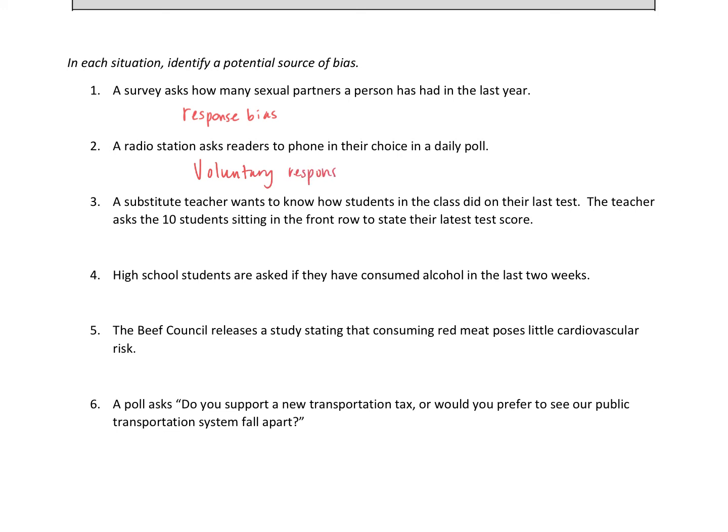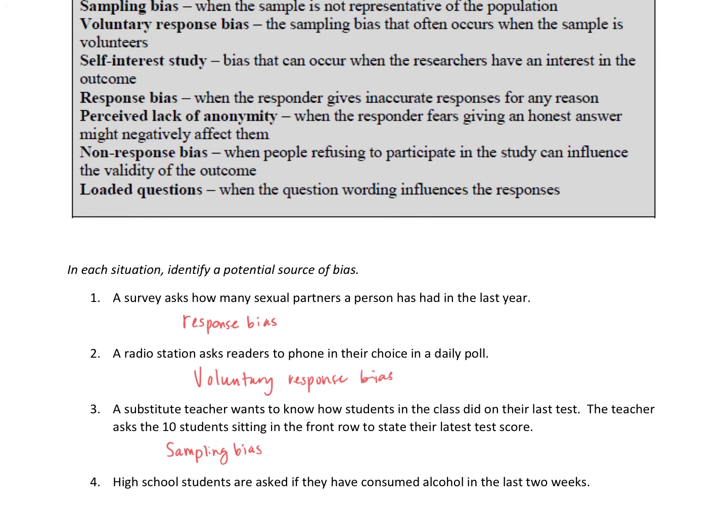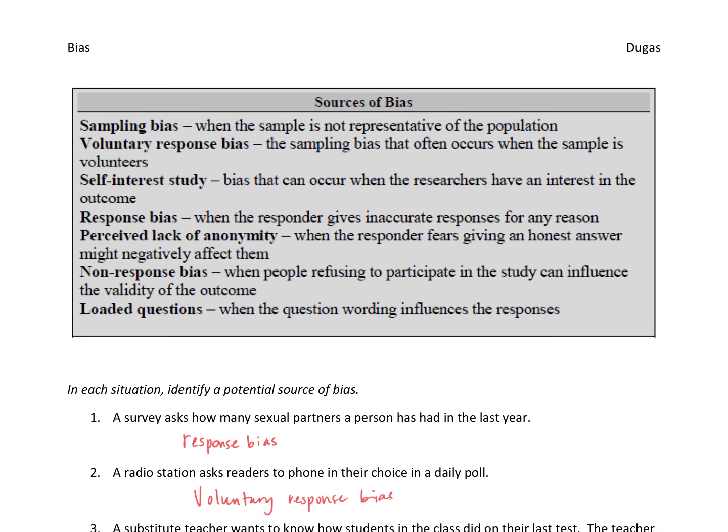They're just asking for volunteers to call in, and you're only going to get the people who are very interested in whatever poll this radio station is taking. Number 3, a substitute teacher wants to know how students in the class did on their last test. The teacher asks the students sitting in the front row to state their latest test score. This could be a sampling bias. Let's go back up and look at the options here. The sampling bias, it's not representative of the population.